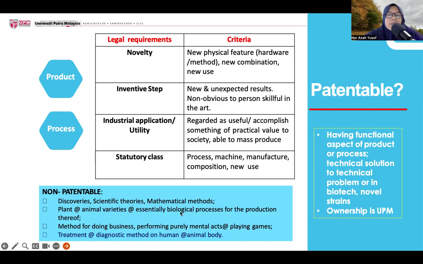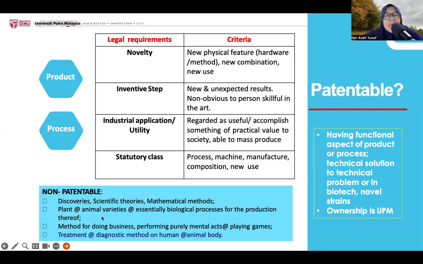Scientific theories and mathematical methods are not patentable. Even your ideas are not patentable, because during a patent application you have to submit all the experiment data. Experimental data has to be submitted together with all the graphs and bar charts as evidence that the work is done by you. So you cannot just claim something in your head. You cannot say, this is my idea, I want to patent it. No, you cannot do that.